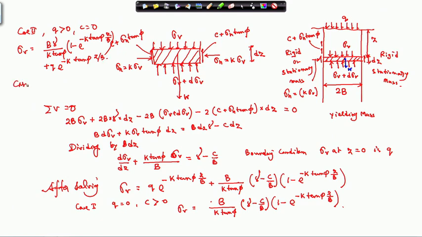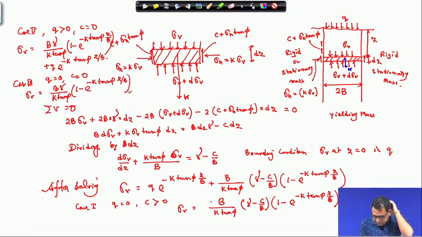Now, case 3, where q is equal to 0 and C is also equal to 0. In that case sigma v is equal to B gamma by k tan phi, times (1 minus e to the power minus k tan phi z by B). Okay. So, these are the 3 cases we have considered. Now I will apply this in a tunnel through sand.